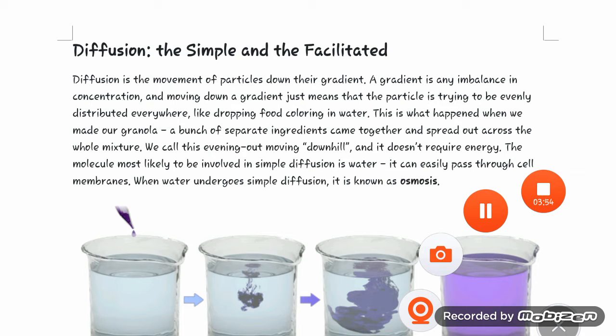The molecule most likely to be involved in simple diffusion is water. It can easily pass through the cell membrane. When water undergoes simple diffusion, it is known as osmosis.